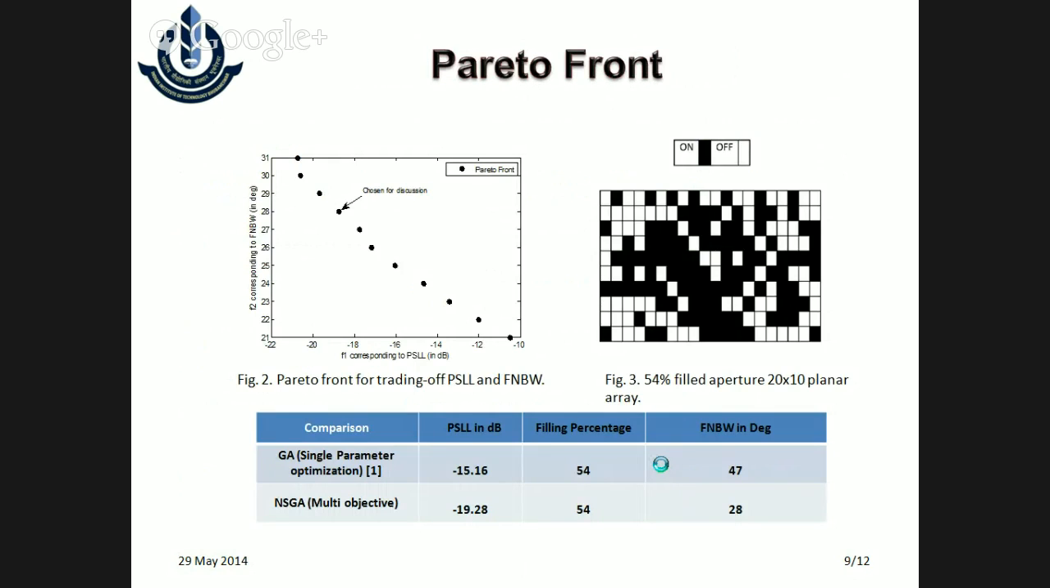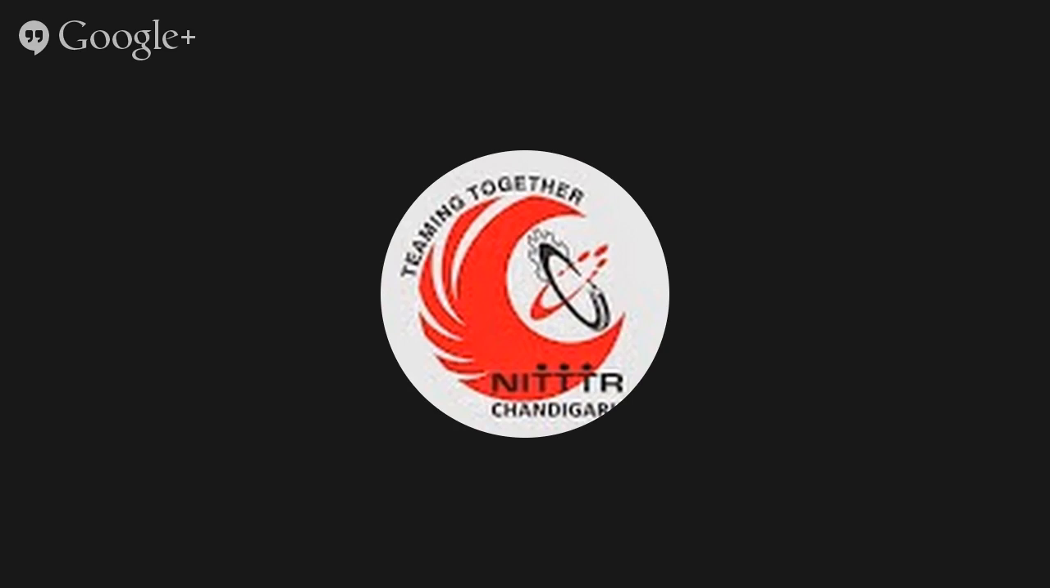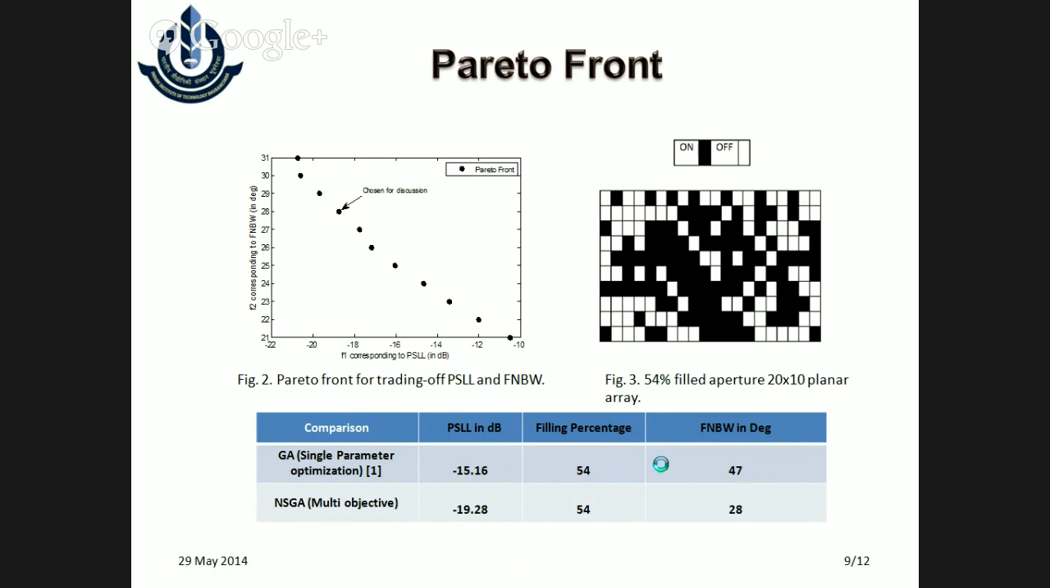Here, we have taken the 20 by 10 planar antenna array, that means 200 elements will exist, a large planar antenna array. From that, we are choosing. Using this Pareto front we get some of the solutions, best compromise solutions in terms of PSL and FN beam width. From the discussion, I choose one of the solutions from that.